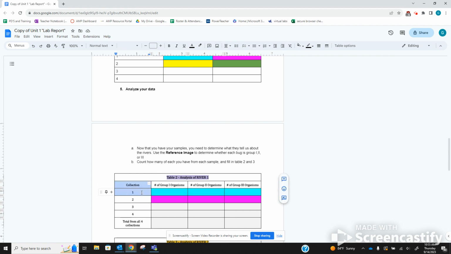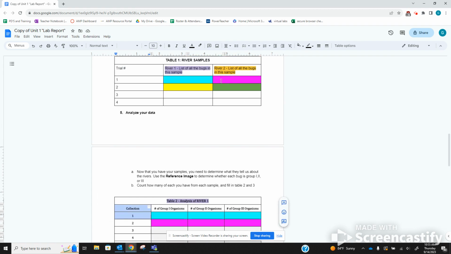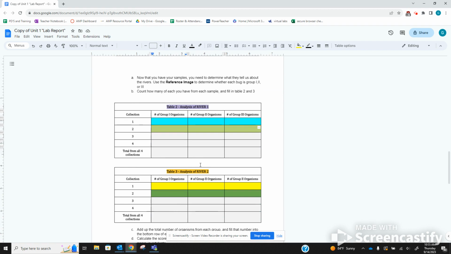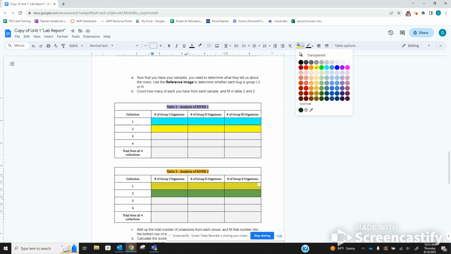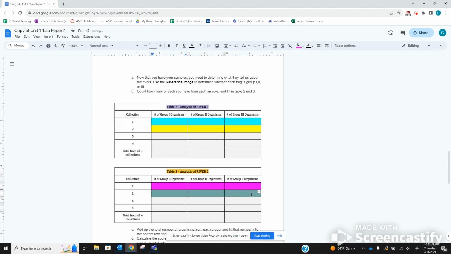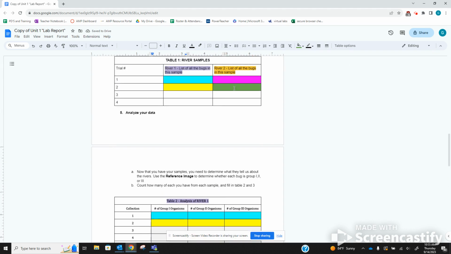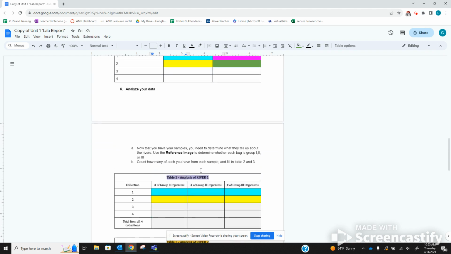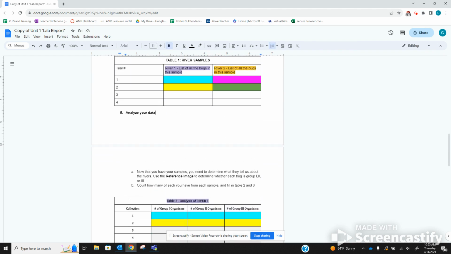referring to sample 1. My trial 2, or sorry, I have these colors wrong. This is trial 2 river 1. Yeah, trial 2 river 1. So that goes here. So I need to fix this. This is river 2 sample 1. This is river 2 sample 2. So that's where all our information is going.